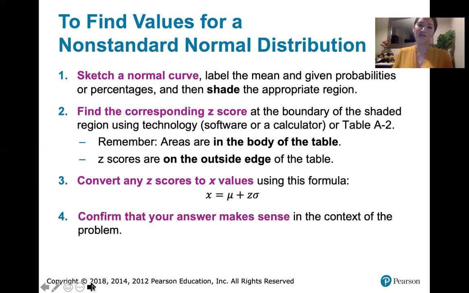And then lastly, you want to confirm that your answer makes sense in the context of the problem. So make sure your areas and probabilities are between 0 and 1. X values that are above the mean correspond to positive Z-scores. X values below the mean correspond to negative Z-scores. And everything makes sense in terms of what they told you in the problem statement. That's a really good opportunity to find your error and then go back and correct it before you submit an answer to a problem, for example.